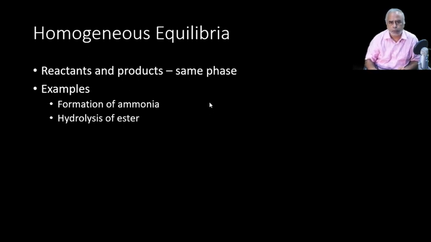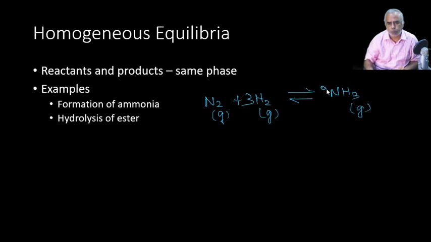Here we have nitrogen in the gaseous phase, hydrogen that is also in the gaseous phase. Now, in the presence of a suitable catalyst, when it is forming ammonia, that is also in the gaseous phase. So, 3 moles of hydrogen, 2 moles of ammonia. So, all of them are in the gaseous phase only. So this equilibrium is called homogeneous equilibrium.